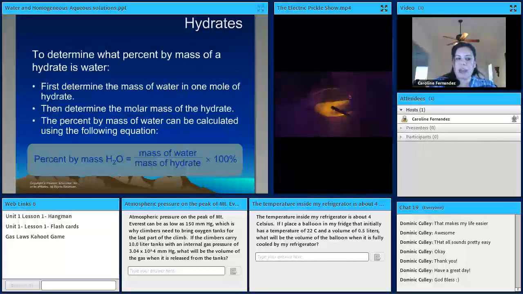So one of the things that you have to learn to do in this section is calculate the percent by mass of water in a specific hydrate. The way that we do this, I'm going to give you a minute to write this formula down, is the percent by mass is equal to the mass of the water divided by the mass of the hydrate times 100.